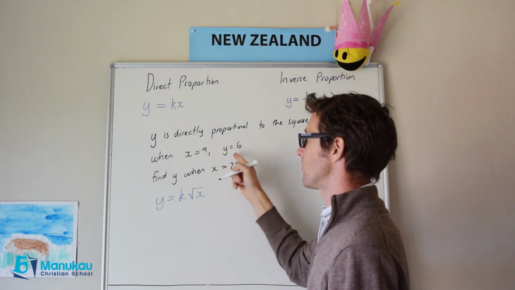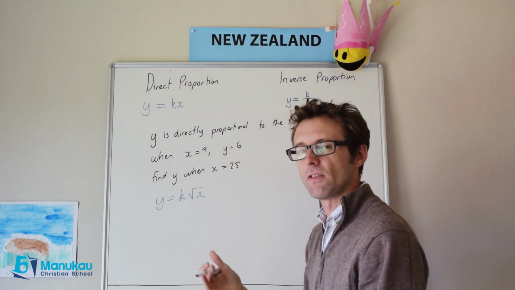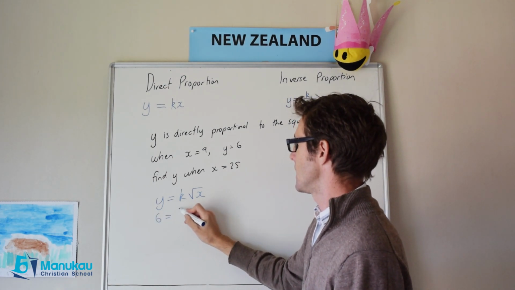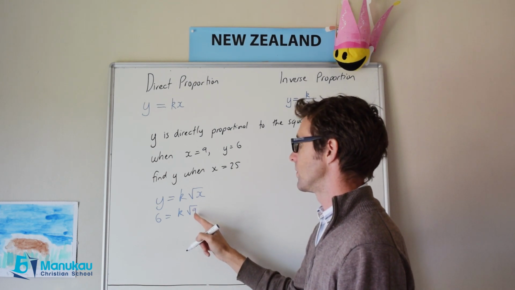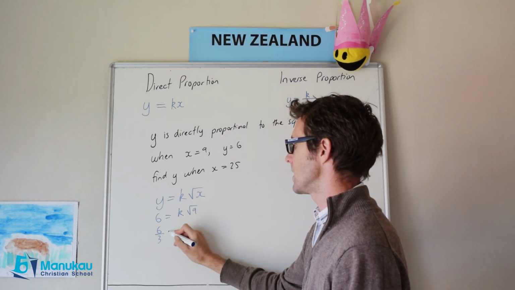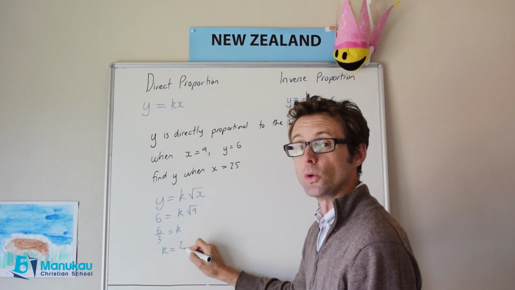Now the second piece of information tells us an x and y value, which enables us to now find the k value. So 6 equals k multiplied by the square root of 9. You know the square root of 9 is 3. So 6 divided by 3 is equal to k, so k equals 2.